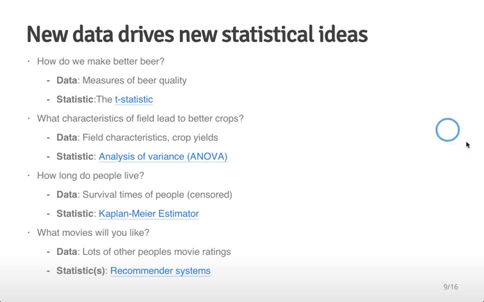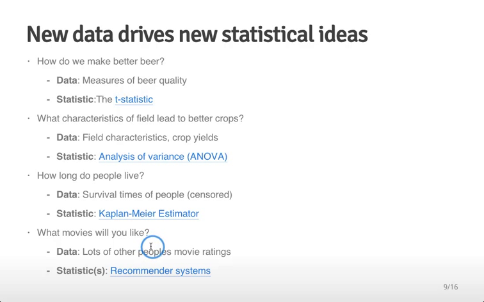A lot of the statistics we learned about in this class, for example, the T statistic, was developed as a way to measure the differences in quality of beer across different samples. Analysis of variance was developed to identify which field characteristics led to better crop yields. More recent examples include things like Kaplan-Meier estimators, which we didn't go over in class, but you can read about here, which were developed to analyze survival times, particularly where people were lost to follow-up in studies.